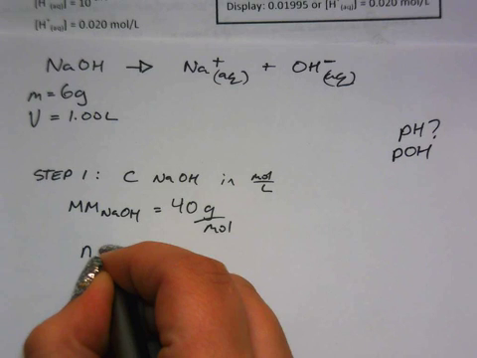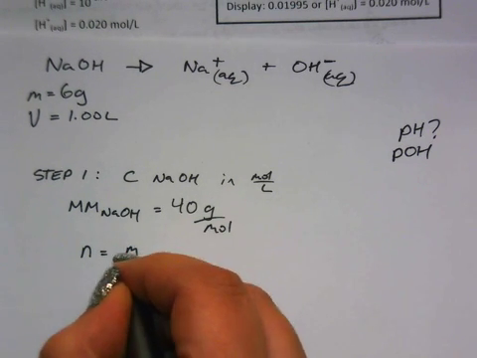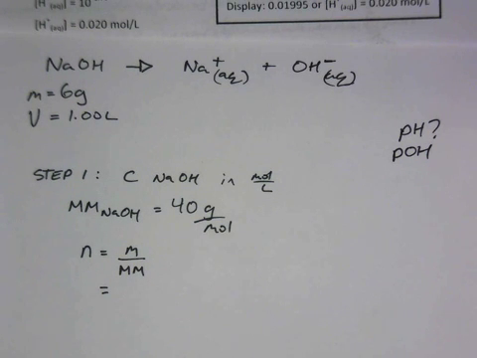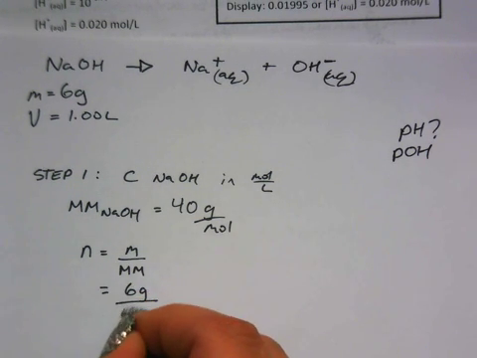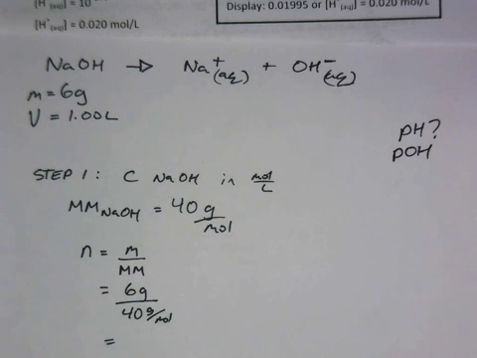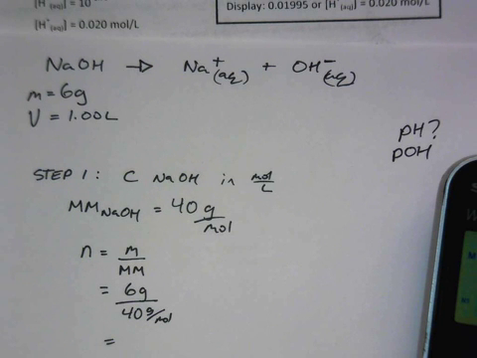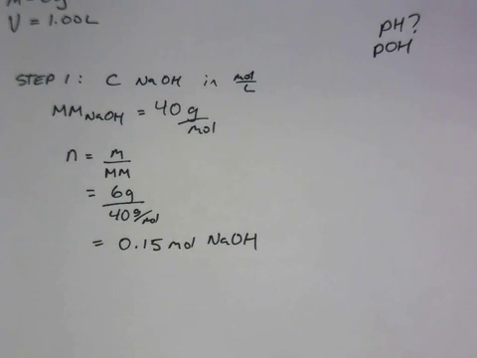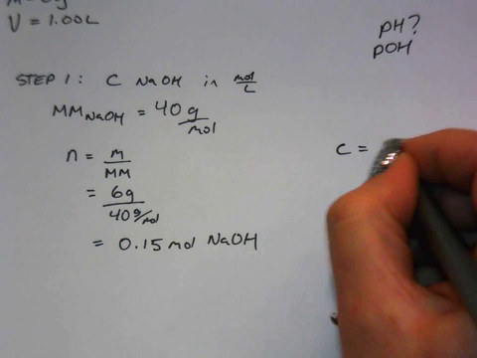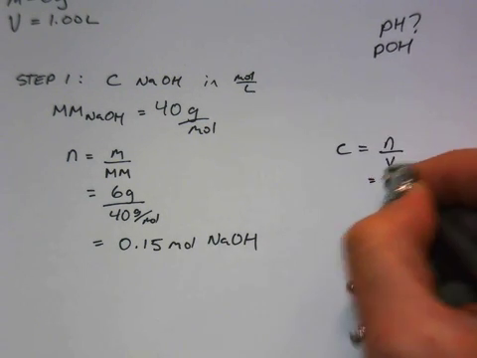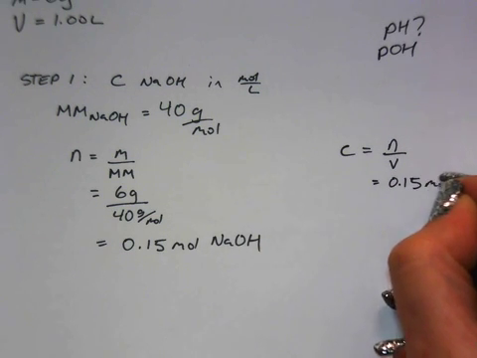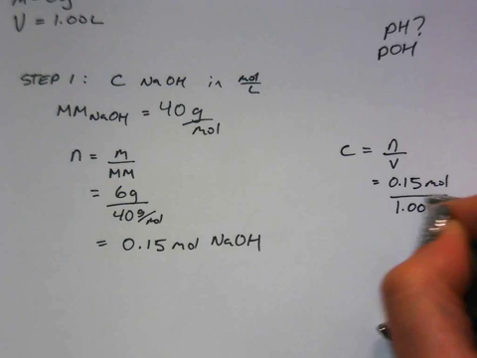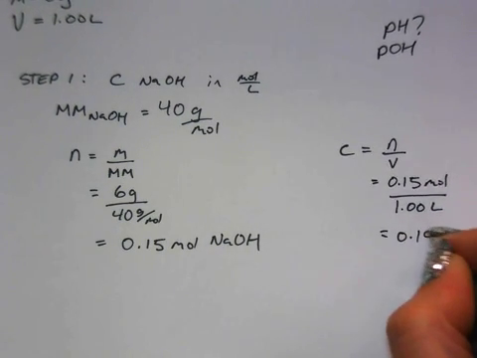So that means my number of moles is equal to mass divided by molar mass. That is 6 over 40, which is 0.15 moles of NaOH. Well, that's not concentration. Concentration is equal to moles divided by volume. 0.15 mole, and I've been told that it's 1 liter. 0.15 moles per liter.